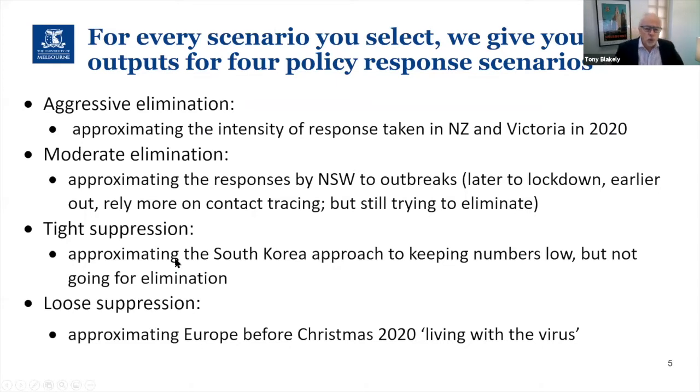Now, I said we've got 4 scenarios. Every time you hit one of those switches, 4 scenarios will come back at you, and we've named them. Aggressive elimination. That's pretty much what New Zealand did last year, and also Victoria coming out of the second wave. We aggressively went for elimination. Moderate elimination might be more what New South Wales do, whereby they go into a lockdown a little bit later, come out a little bit earlier, and rely more on their contact tracing. Tight suppression is perhaps what South Korea or Singapore does. They decide they can't achieve elimination, so they try and hold the numbers really low. Loose suppression is what Europe was doing before Christmas. So they were living with the virus before it really got out of control going into Christmas.